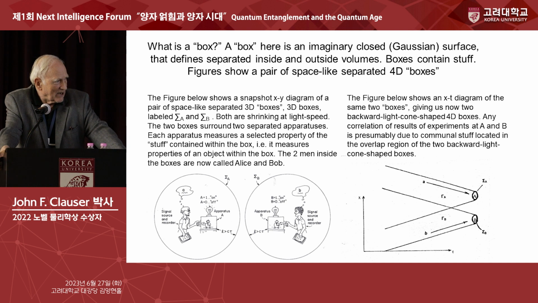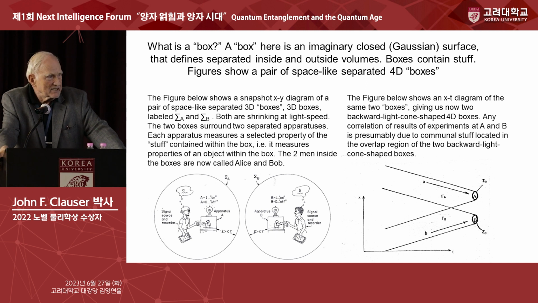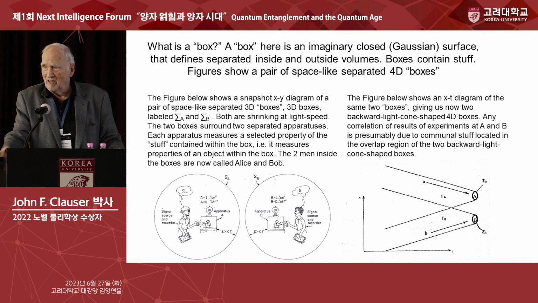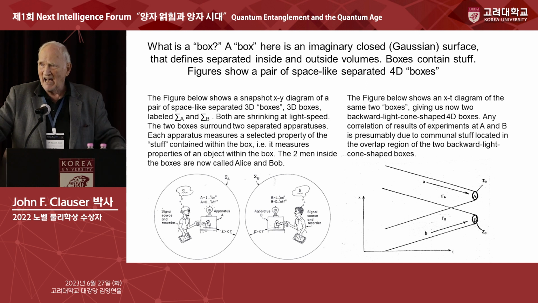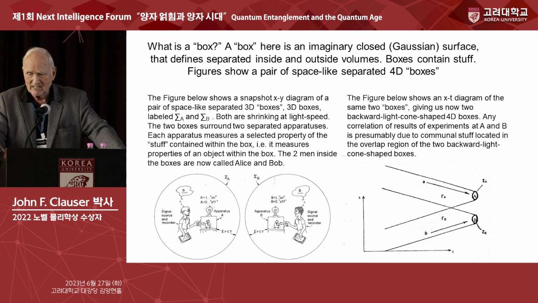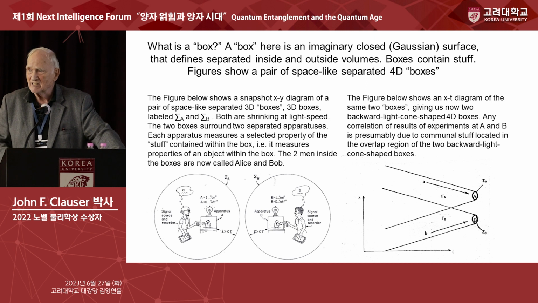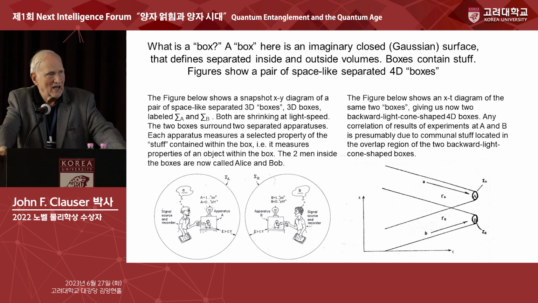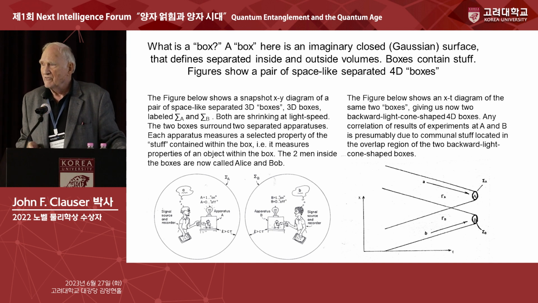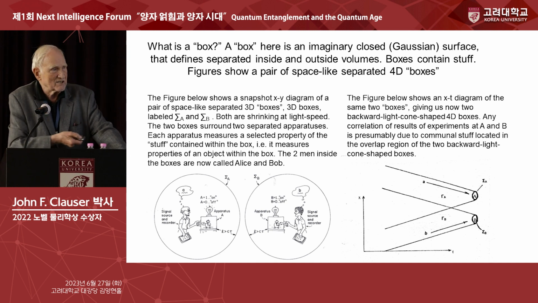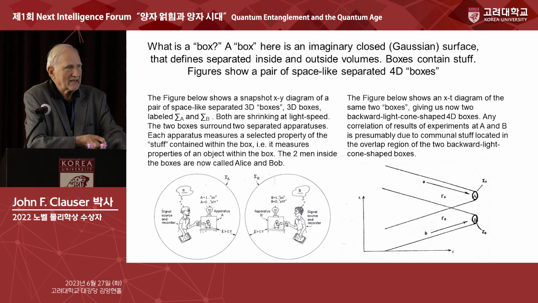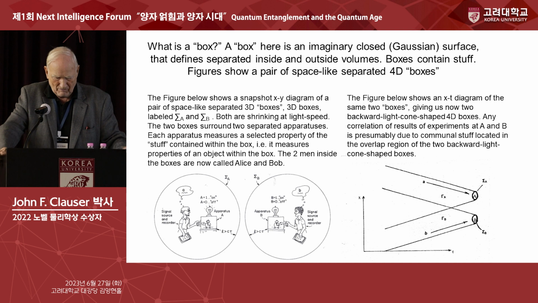Sorry. Okay, so here we have, to make this a four-dimensional box, these boxes shrinking at the speed of light. So if they're in this configuration, the measurements are being made outside of each other's light cone. Here on the right-hand side are the two light cones surrounding the boxes. The boxes are shrinking with time. So any correlation between the results of the two experiments was all due to stuff back here in the overlap region of the backward light cones.